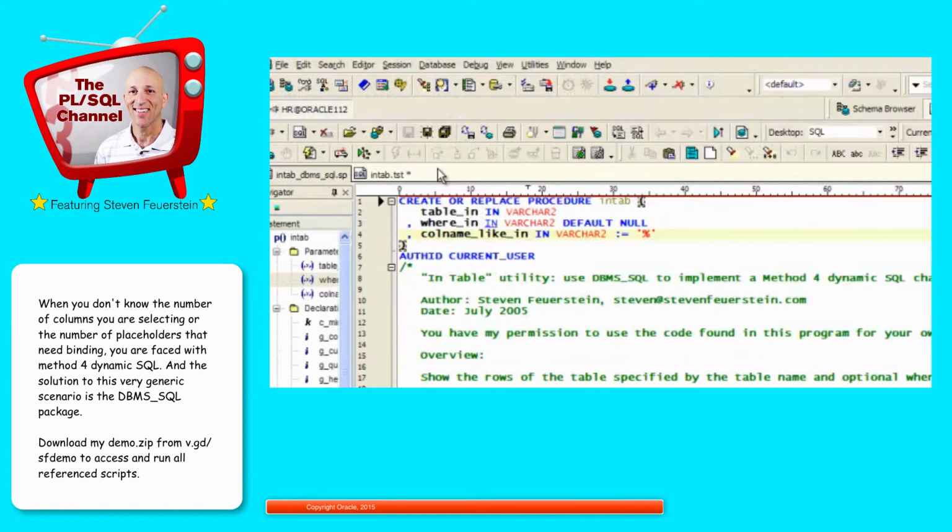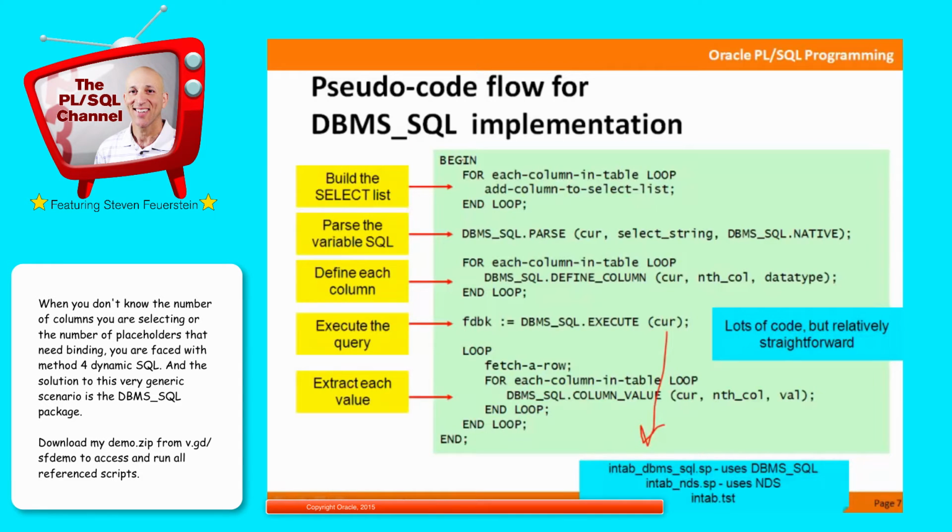Okay, so let's go back to the overview, the flow, and then we'll take a look at the code in more detail. So here are the basic steps I have to go through. First of all, I have to construct my SQL statement so I can parse it. So basically for every column in my table, I'm going to add the column to a select list. I'm going to build A, B, C, D, add the where clause as necessary. Then I'll parse the statement for the cursor that I've opened for that select string. And DBMS SQL native basically says use the native features of the language, the current version. Then I have to define each column before I can execute. So I've parsed it. It's a valid SQL statement. But before I execute, I actually have to tell Oracle what my columns are, how many there are, and what their data type is.